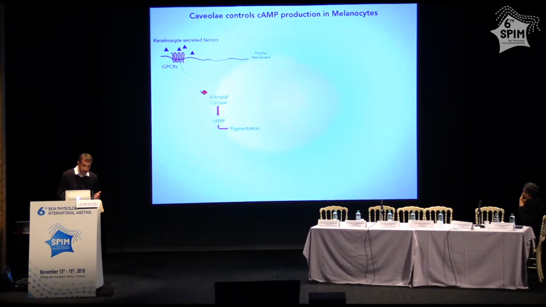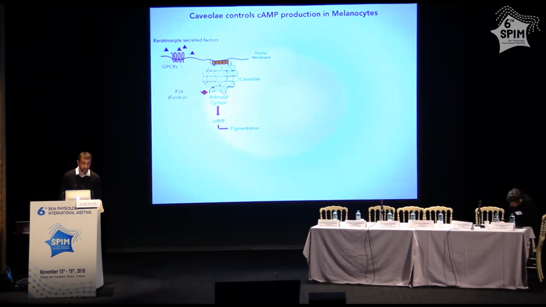I remind you that keratinocytes can secrete factors. These factors can find their receptor at the plasma membrane of the melanocyte, and this will lead to activation of a signaling pathway, like activation of adenylyl cyclase, which will lead to cyclic AMP production and later pigmentation. It has been shown in other cell types that caveolin 1 can interact with adenylyl cyclase and inhibit its activity. So we tested the hypothesis whether caveolae might negatively control cyclic AMP production in melanocytes.